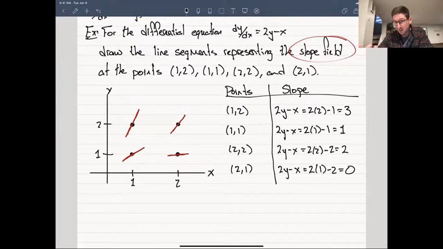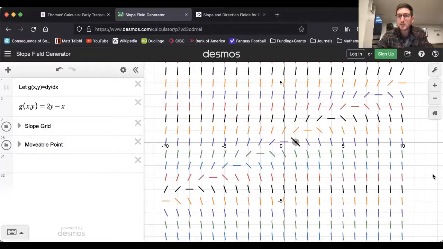Now, this might not look particularly interesting or useful, and I might be inclined to agree with you, but that's because I only have 4 points on here. How about we let a computer take over for us? So let me share a different screen here. Just a moment. It turns out that you can do this in Desmos, and with Desmos you can get it to plot all of these little slope lines for you.